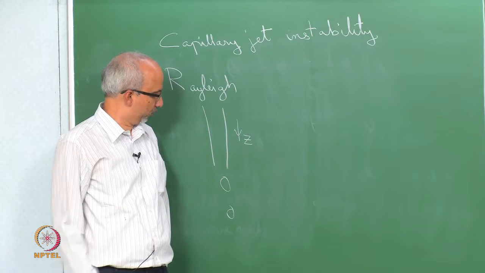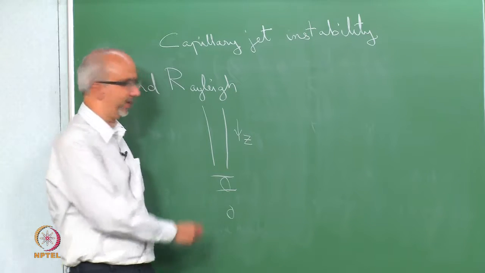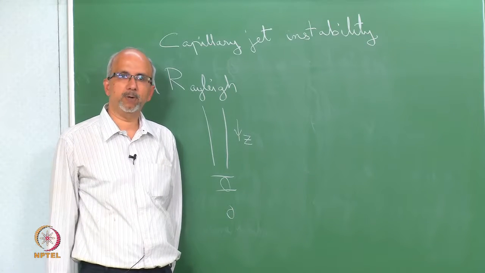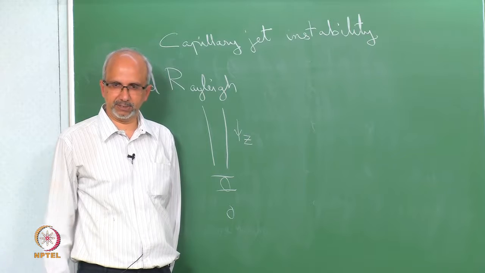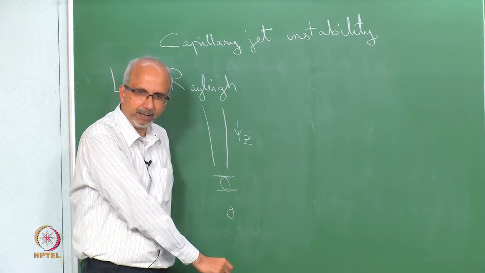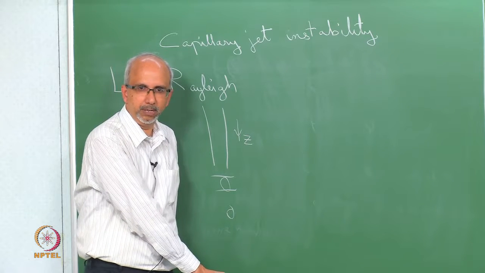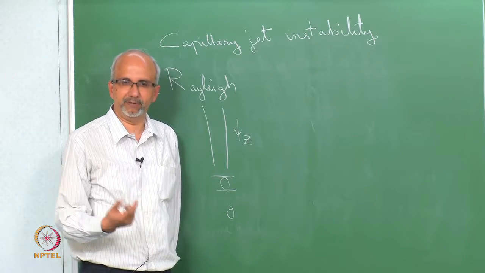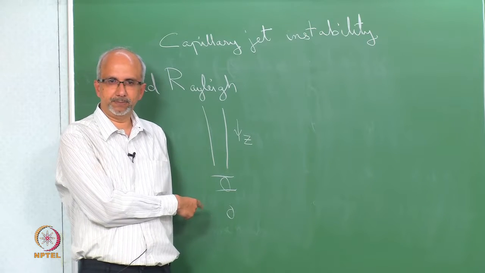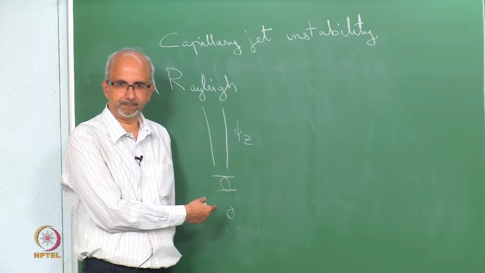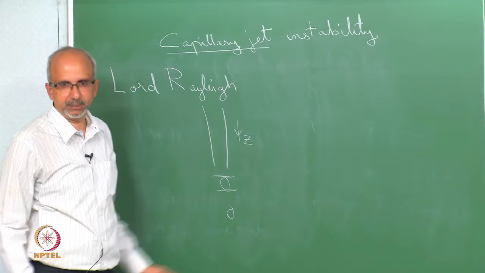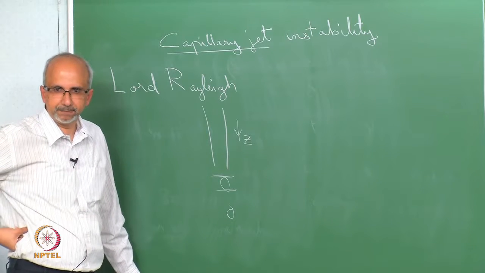So is it possible for us to make a prediction of the size of these drops? How does this happen? What is it that is causing this thing to break? Because theoretically it can keep on shrinking and thinning down, and it can go on forever. The velocity will keep on increasing. So what is it that's causing it to break into drops? It is clearly the surface tension effect, and that's the reason this is called the capillary jet instability, because capillary is associated with surface tension.